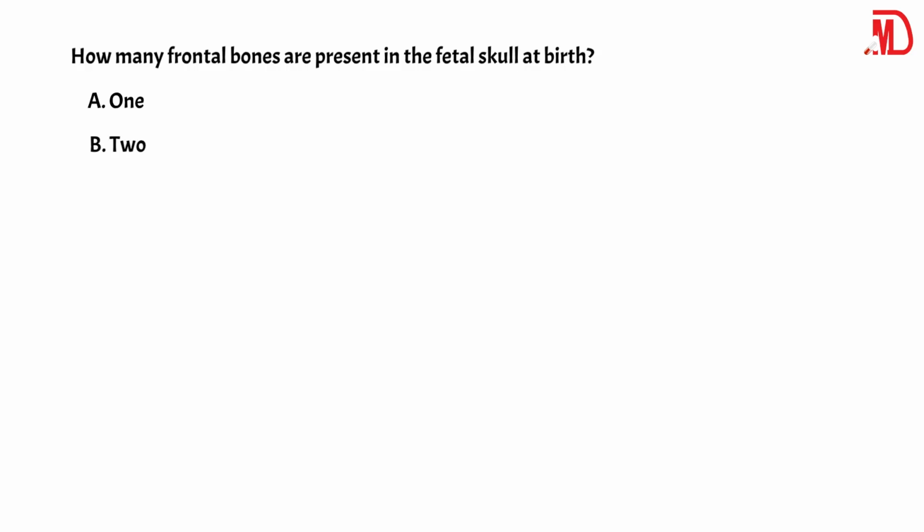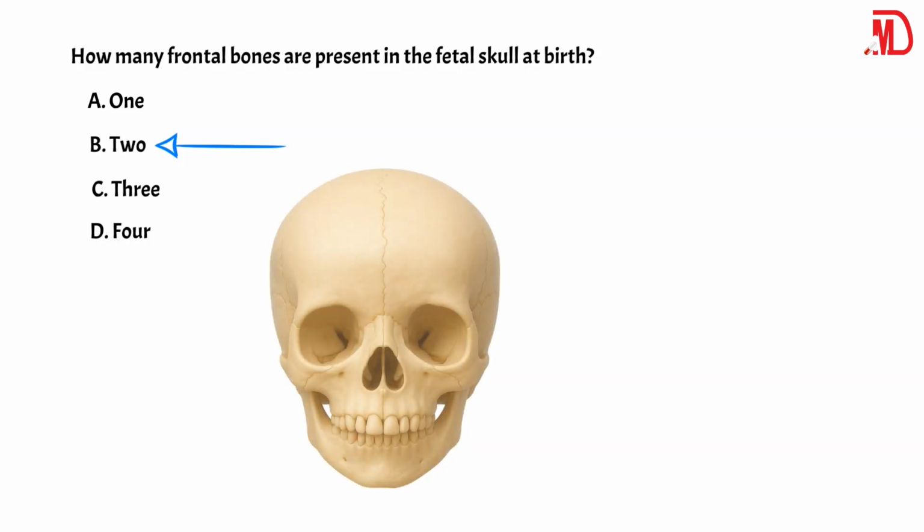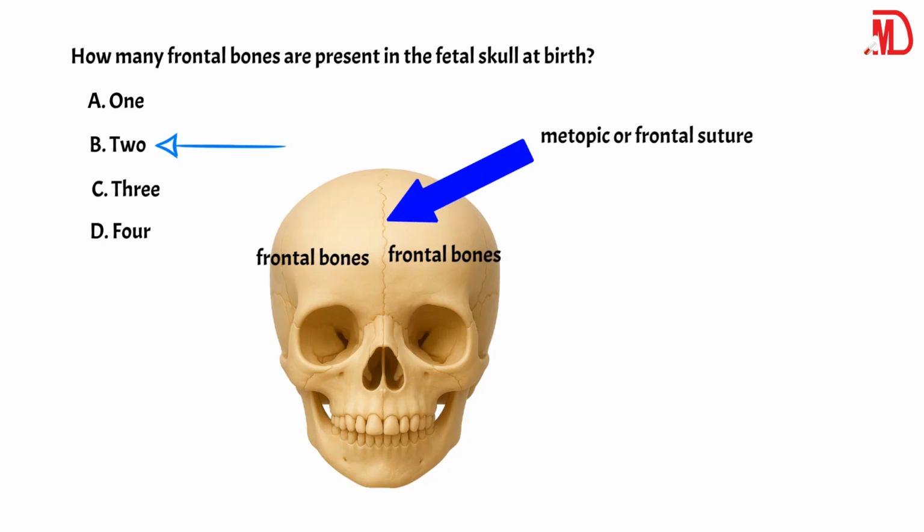How many frontal bones are present in the fetal skull at birth? A. 1, B. 2, C. 3, D. 4. The correct answer is B. 2. At birth, the fetal skull has two frontal bones, separated by the metopic, or frontal, suture. These bones usually fuse into a single frontal bone by 6 to 8 years of age.